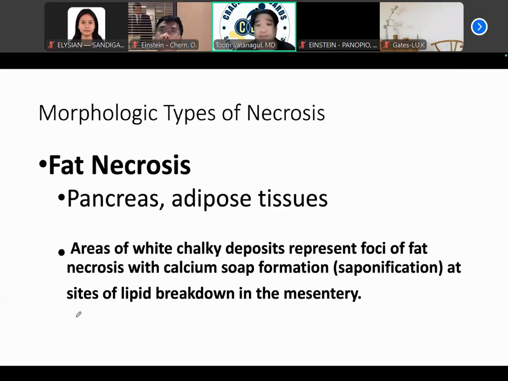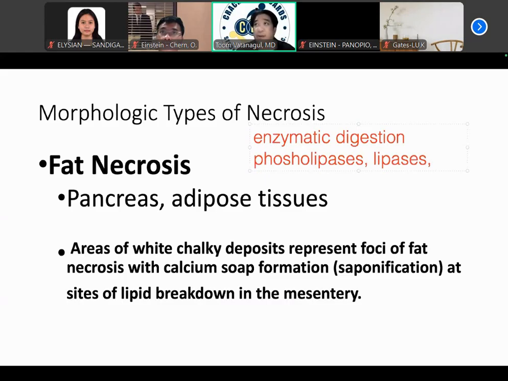Then, of course, we have fat necrosis, okay, which can occur in the following organs: adipose, okay, the pancreas. Now, fat necrosis is associated with enzymatic digestion by enzymes such as phospholipases, amylases. These are the common enzymes, okay, as well as proteases. Okay, these are responsible for enzymatic fat digestion.